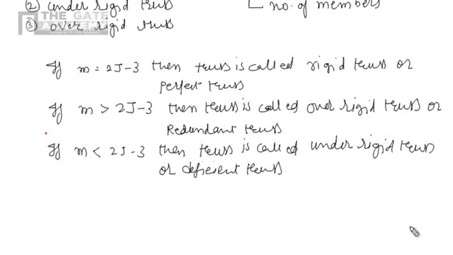In case of under-rigid truss or deficient truss, the number of members is less than twice j minus 3. It means after removal of the load, there will be permanent deformation of the truss. So for our practical application, we are looking for perfect truss, where there will be no deformation of the truss after removal of the load. So after removal of the load, it will again gain the same shape and size. So we are interested in the perfect truss, and for perfect truss we will see how we can analyze. So now we will see that.